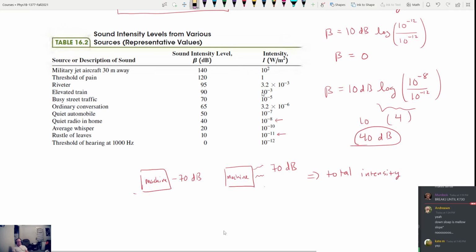Or what's the total decibel level? Is another way of asking it. Is it going to be 140? Two different questions.